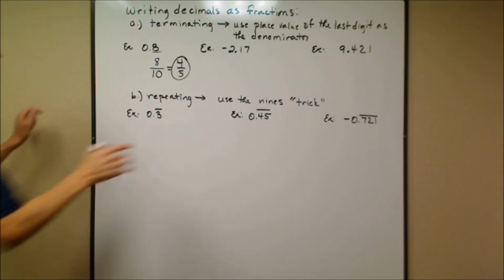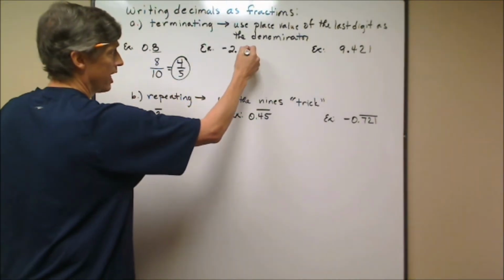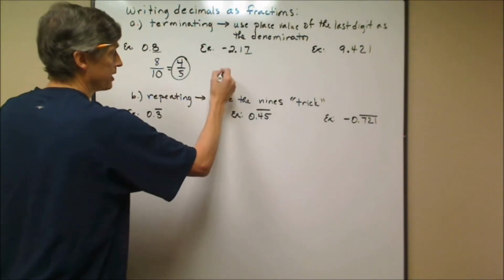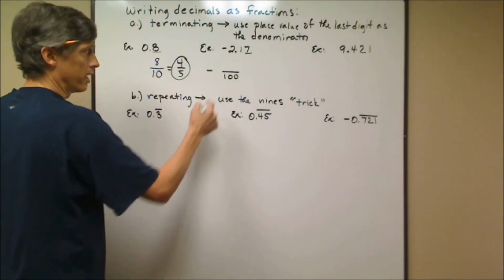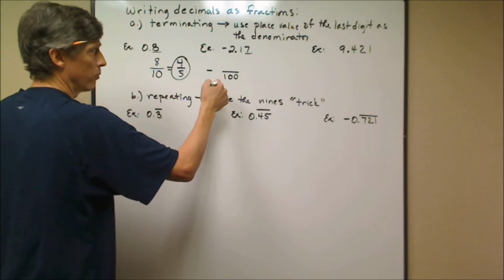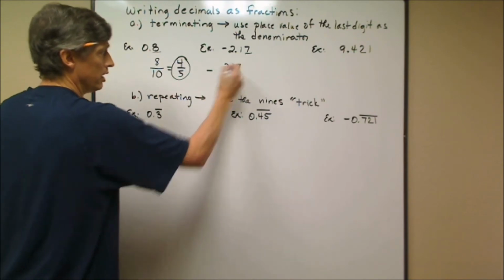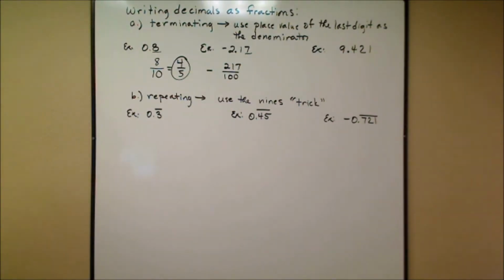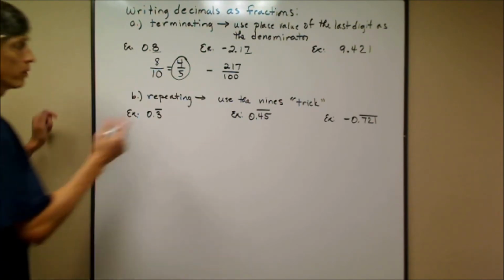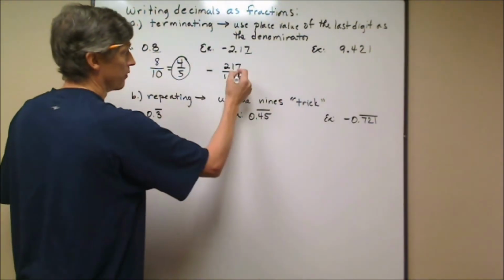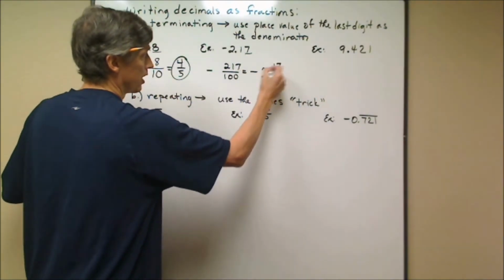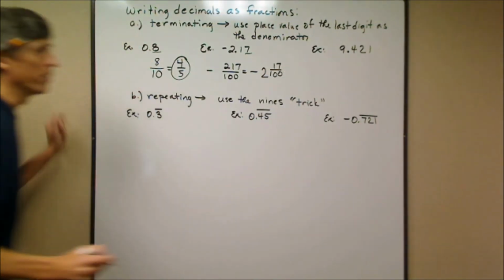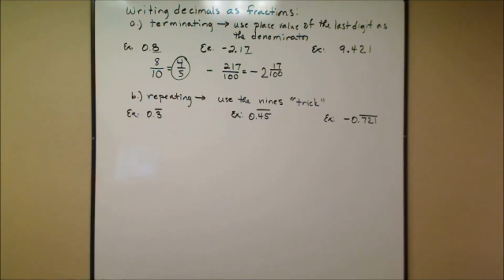Now in this case, my last digit is in the hundredth spot. So my denominator is going to be 100. Now I have a negative, I'll put that out in front, and the number without the decimal point is 217. So it's an improper fraction, but there it is, it's negative 217 over 100. Now if you wanted to change this into a mixed number, you would divide, you would get negative 2. 100 goes in 2 times with 17 left over, and you have 17 over 100, which does not reduce.